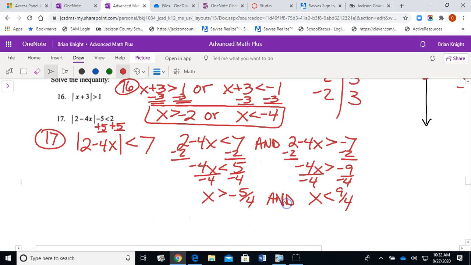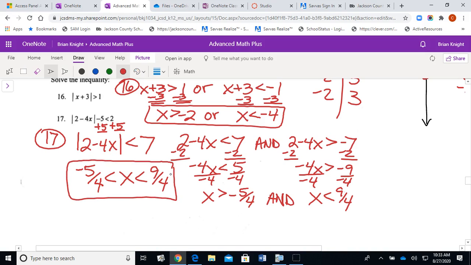However, if you're taking the ACT or anything, they're not going to put "and." They're going to write it as one fluid inequality. Okay? So they always put the smaller number first. Negative 5/4 is less than x, which is less than 9/4. That's how they're going to write the answer.